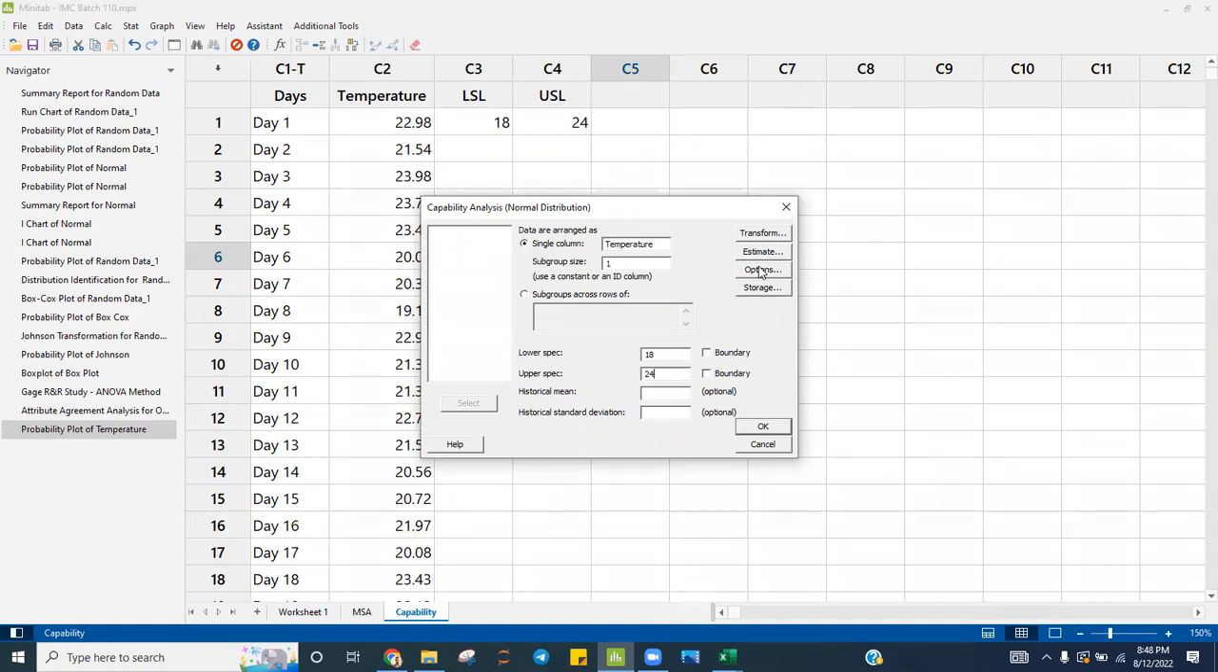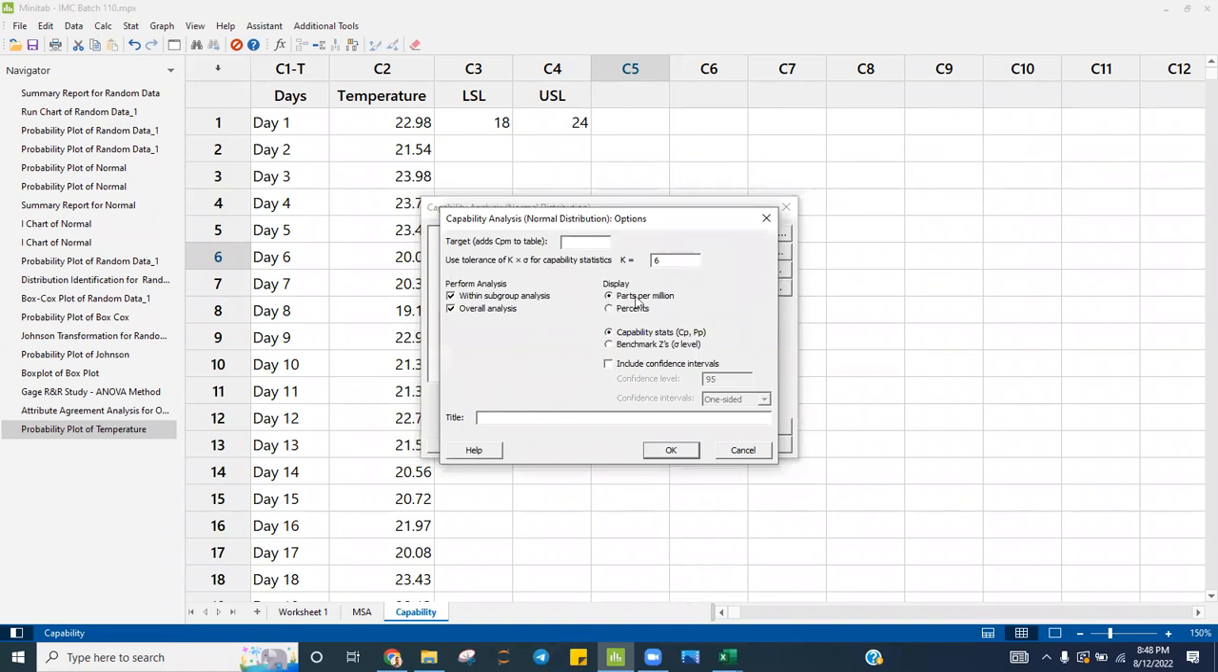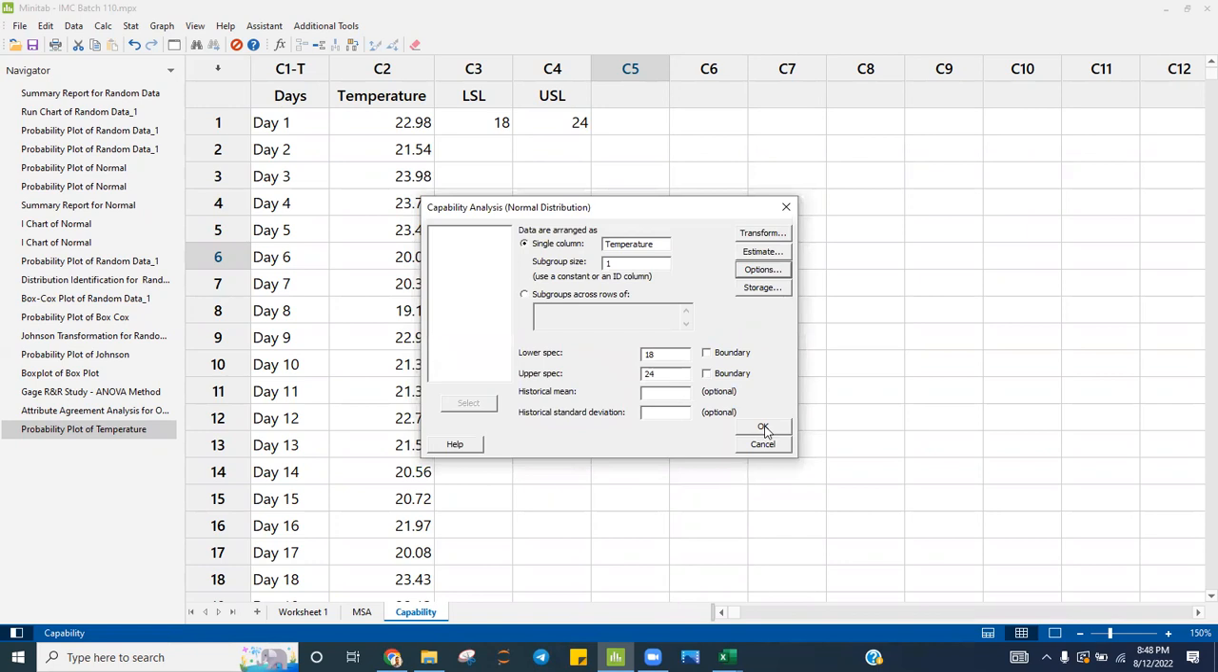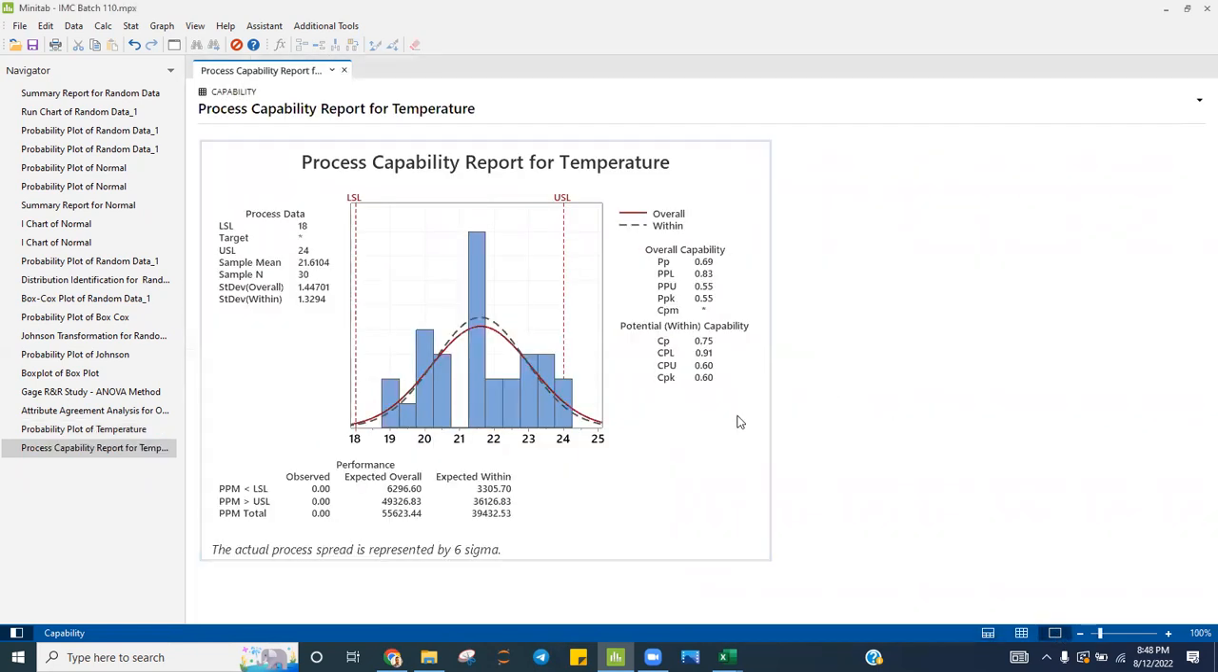Now in the options, you can select parts per million, which is the DPMO, or percentage, or in capability or sigma level, you can select any, which will give you the long-term sigma. So let's select parts per million DPMO and the capability Cp, Cpk first, and click on OK. So this is the result you are getting, where on the lower side you have 0.83, on the upper side 0.55, and the overall inherent capability is 0.69.